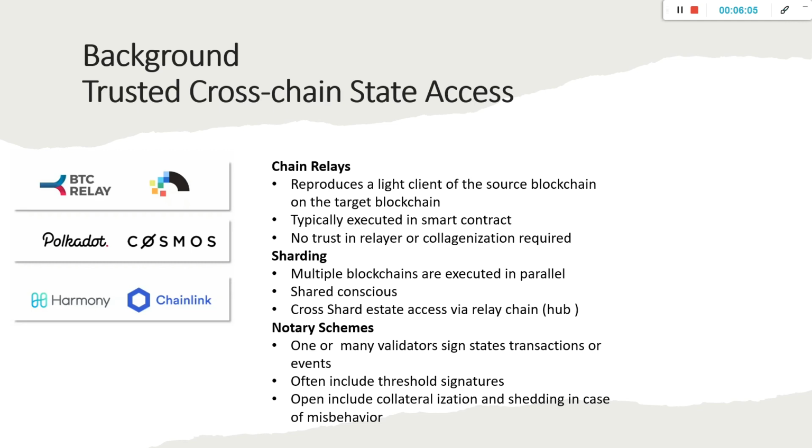Sharding is another procedure where multiple blockchains are executed in parallel based on a shared consensus. Notary is a different procedure where one or many validators sign state transactions or events. It often includes threshold signatures in the notary scheme procedure.